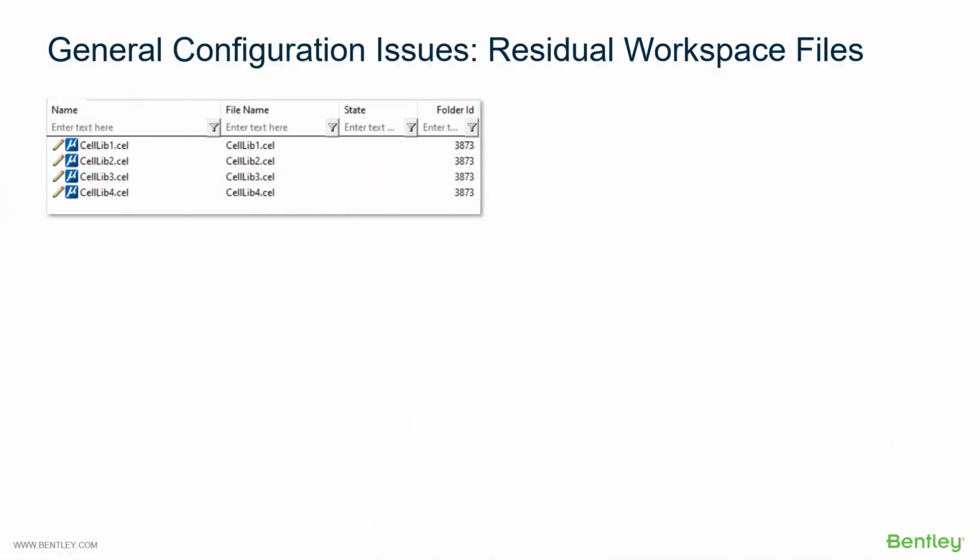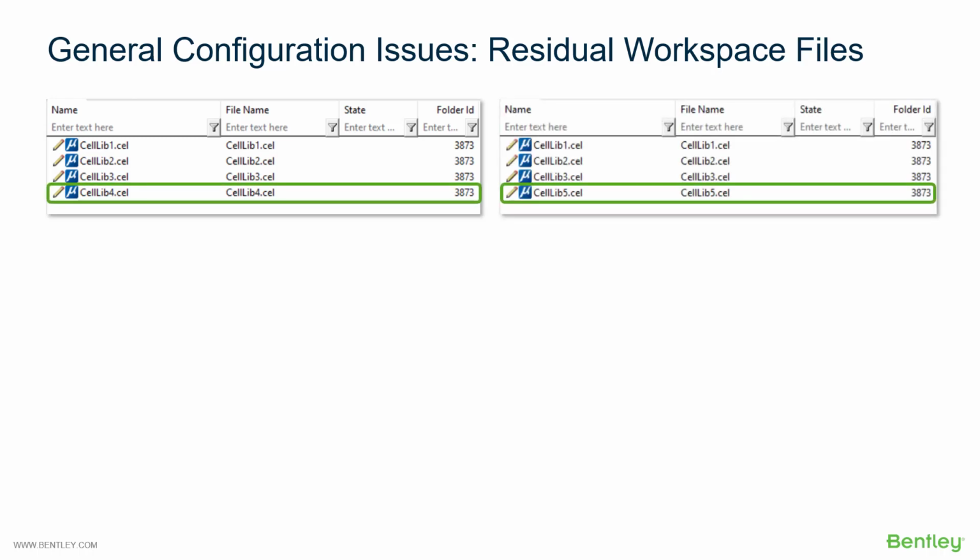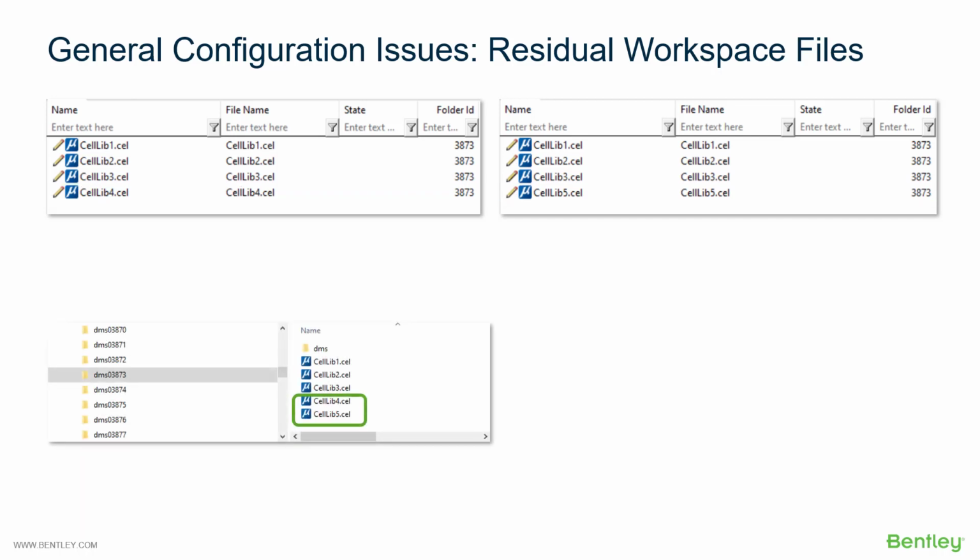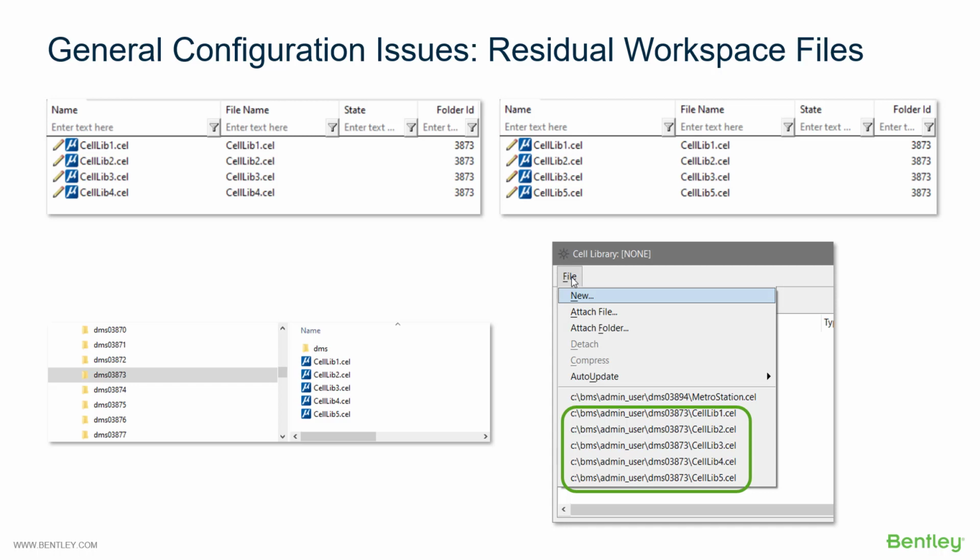However, in workspace files, potentially I have 4 cell libraries. I rename one of those similarly to cell library 5 rather than 4, which then means I have an extra cell library in the local DMS folder. And the result of that becomes that I end up with 5 cell libraries listed in my available cells.